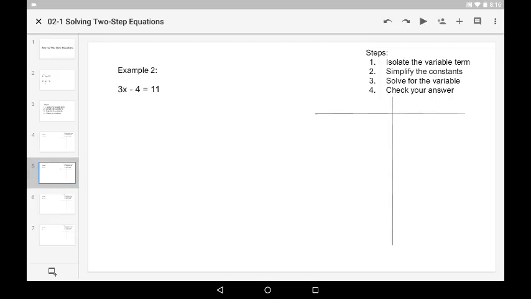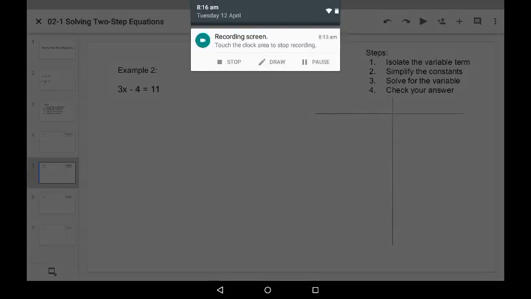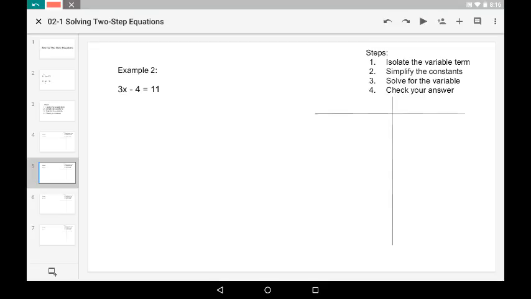Okay, example number 2, 3x minus 4 equals 11. Again, we're going to isolate the variable first. We want 3x by itself. So 3x, take away 4, so we're going to add 4 to both sides. I'm going to write it up here a little differently this time. Plus 4 over here, and plus 4 over here. So we'll have 3x on the left side is equal to 11 plus 4 over here.